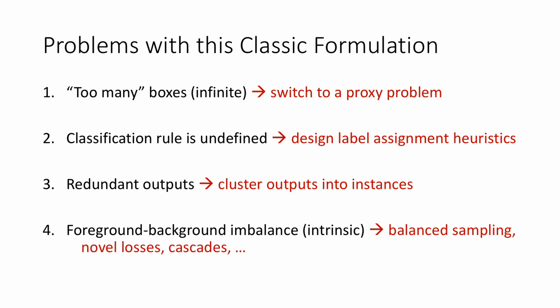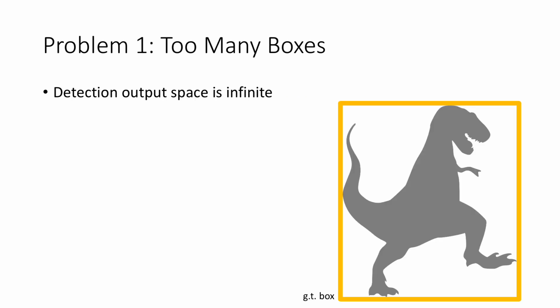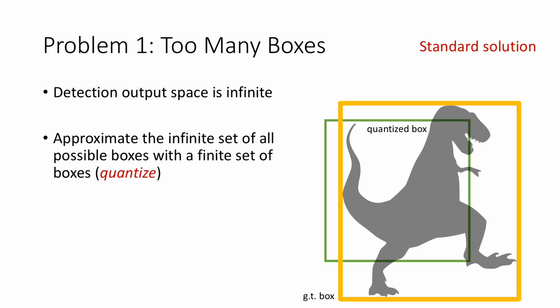Let's dive into problem 1, too many boxes. As we noted, the detection output space is infinite. So rather than working with this infinite space, we will approximate it with a finite set of boxes. You can think of this as a quantization of the original continuous space into a set of representative boxes. The proxy problem will now involve classifying each of the quantized boxes rather than the original boxes.